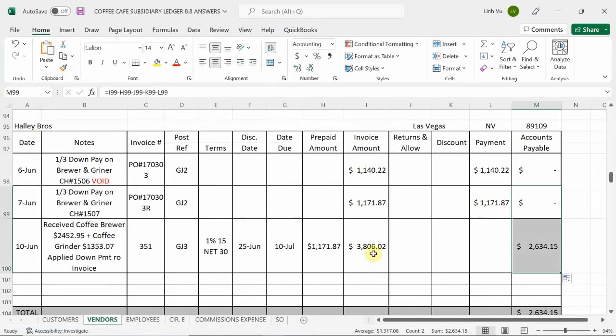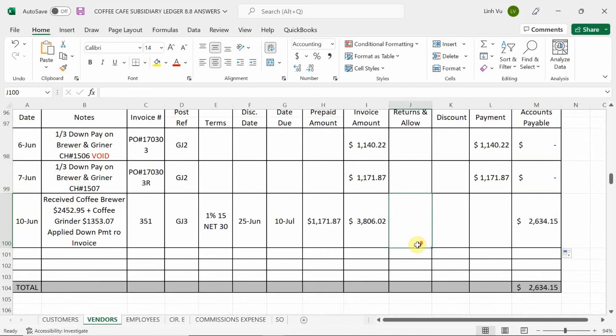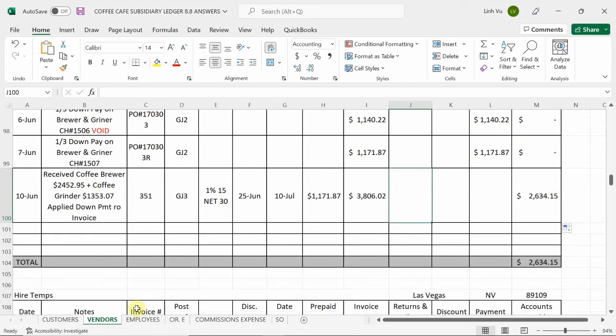So this is how you use it, right? Just like what we did previously for the coffee mugs. This is how I want you to use it. You're going to put the whole bill amount first. Then you're going to apply your down payment, so that your total accounts payable should match what it says on your bill. That you owe $2,634.15, which is true.